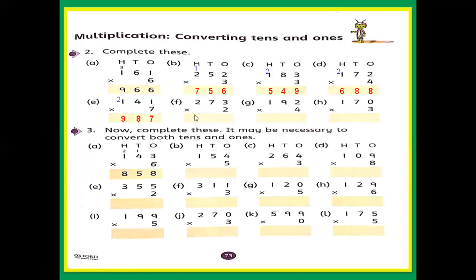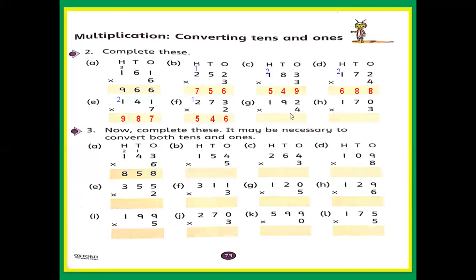F part, 273 multiply 2. So what is the multiplier here? 2. 2 is multiplying with 273. So 1 by 1 we multiply. 2 threes are 6. 2 sevens are 14. 1 will go to add into 100. 2 twos are 4 plus 1, 5.